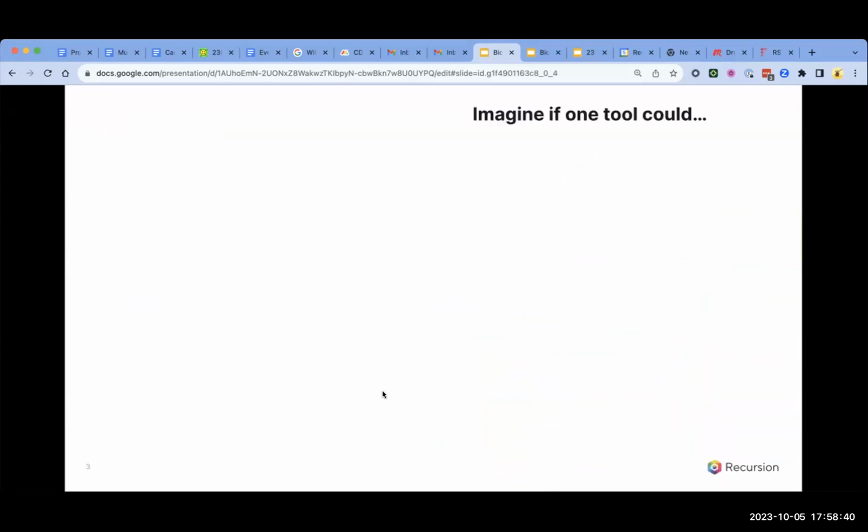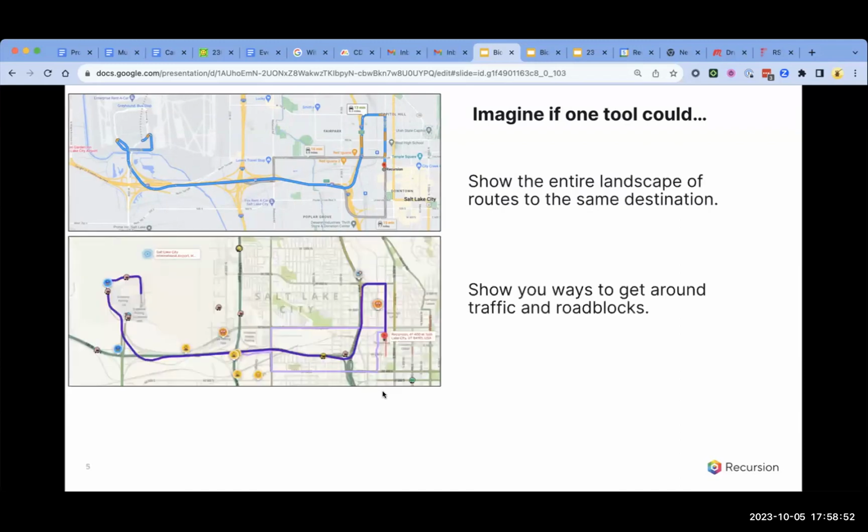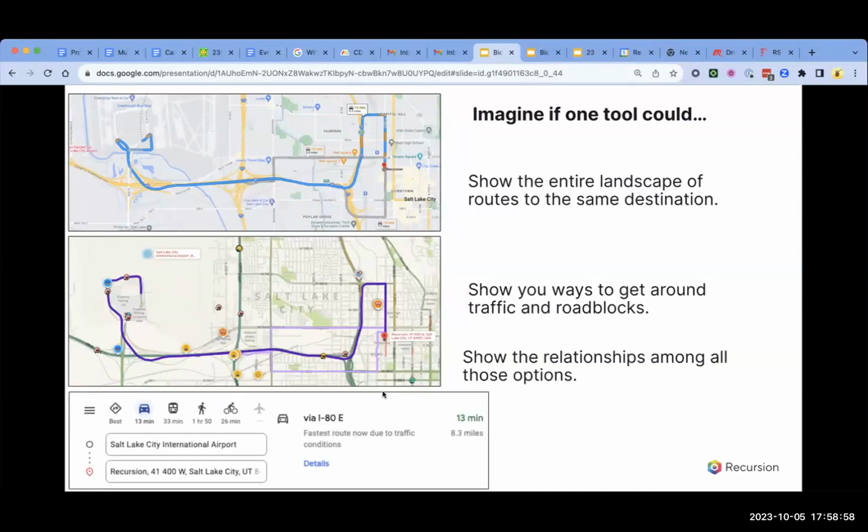All right. So I want you to all step back for a minute and imagine if one tool could show you the whole landscape of routes to the same destination, in this case, from the airport here to Recursion. And that same tool could show you ways to get around traffic and roadblocks in the city and give you different options for how to get there.